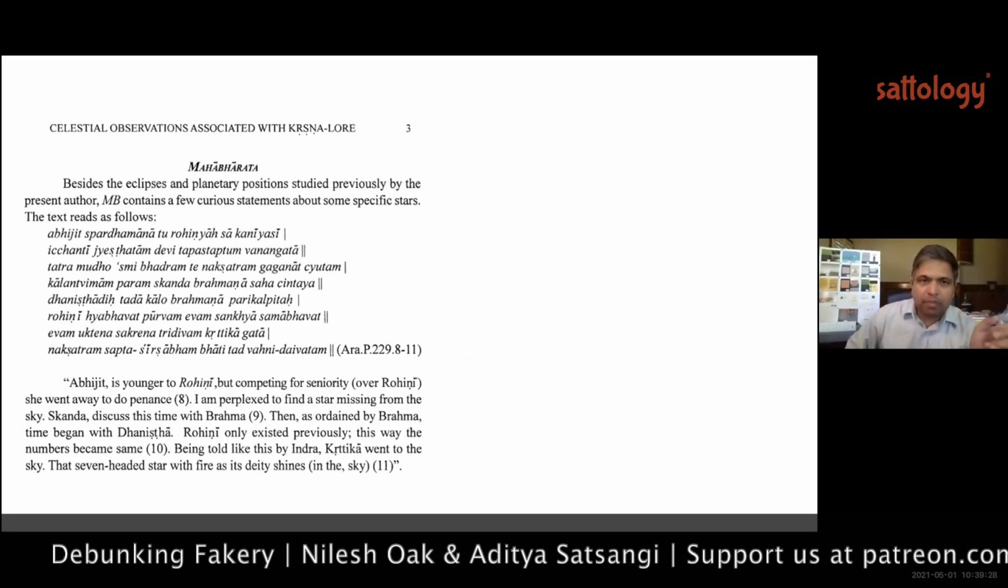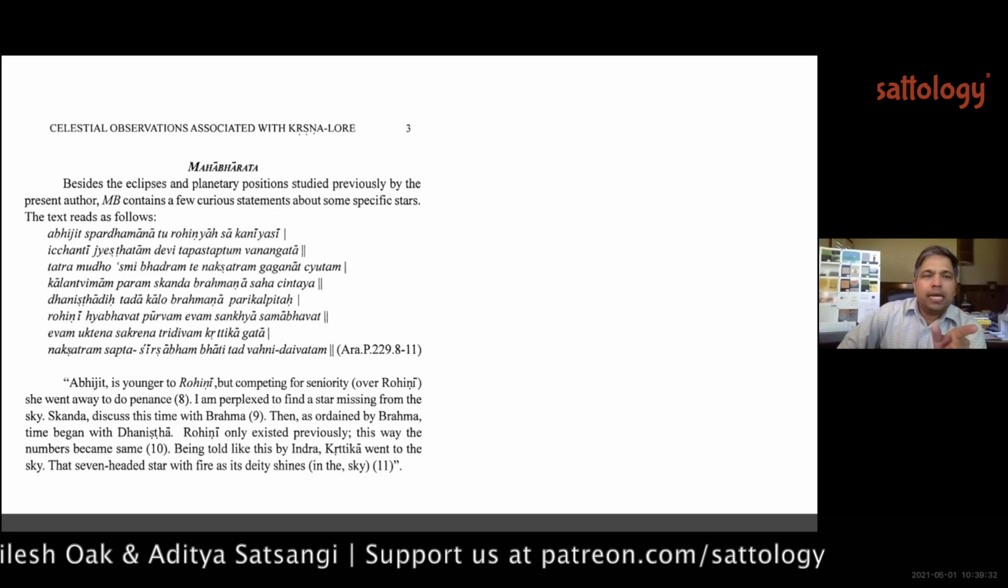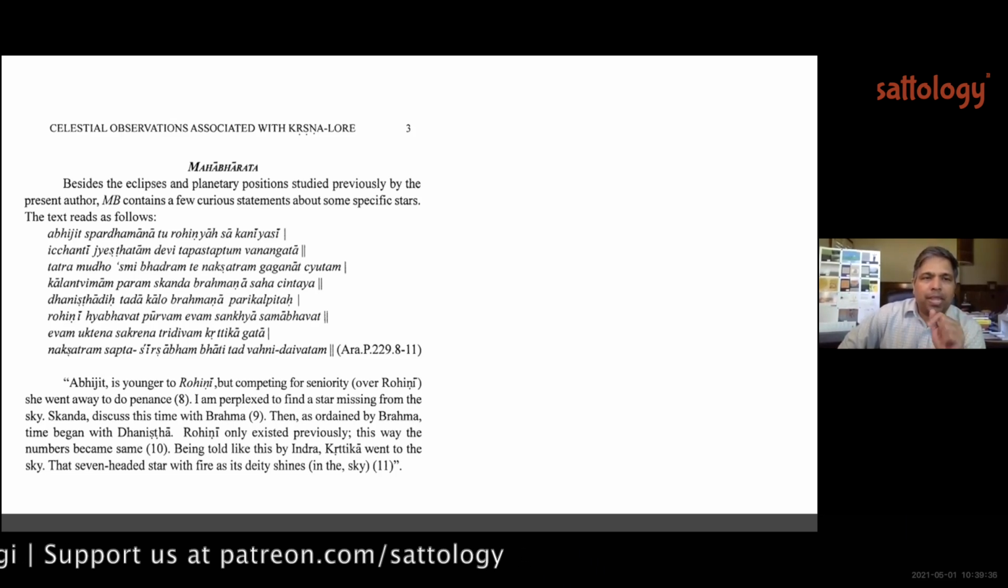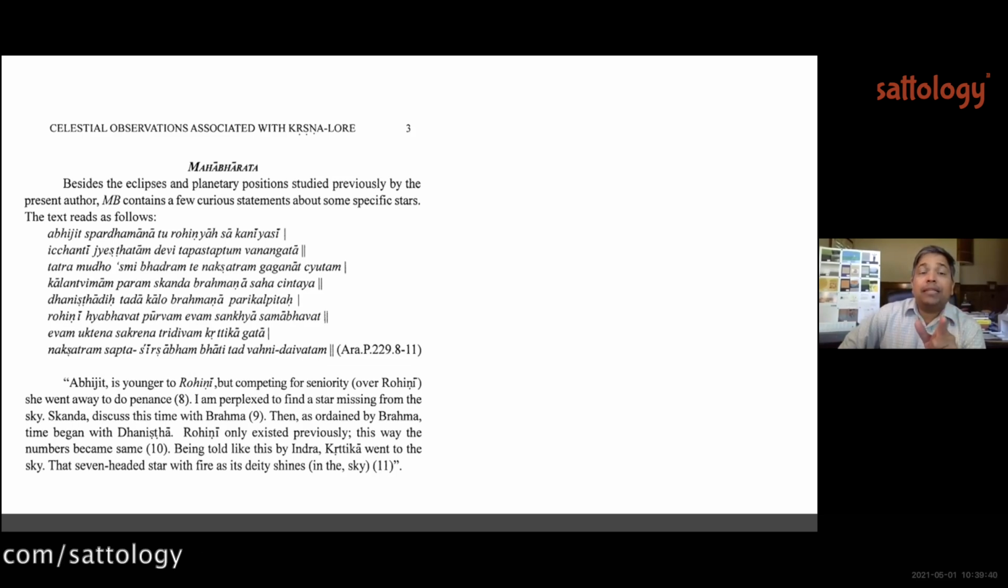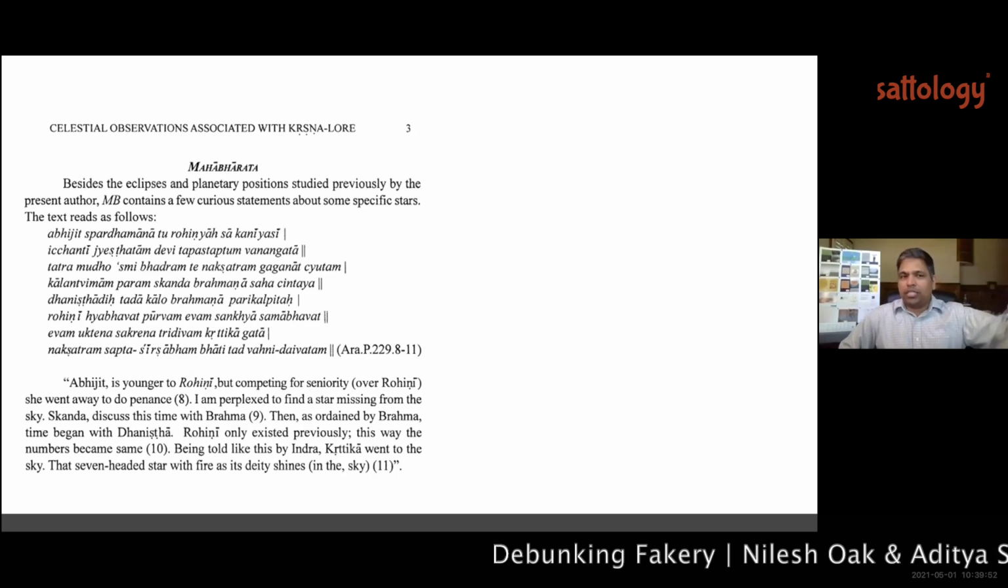This is from that paper that I just showed you, translation of Professor R.N. Iyengar. Again, I will not read the Sanskrit verses, but let's look at the bottom. Abhijit, so besides the eclipses and planetary positions studied previously by the present author, Professor R.N. Iyengar, Mahabharata contains a few curious statements about some specific stars. And then he just writes what I just read.